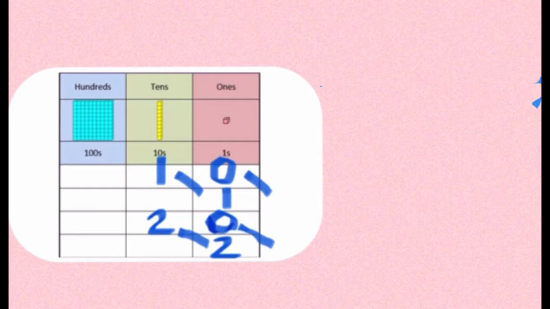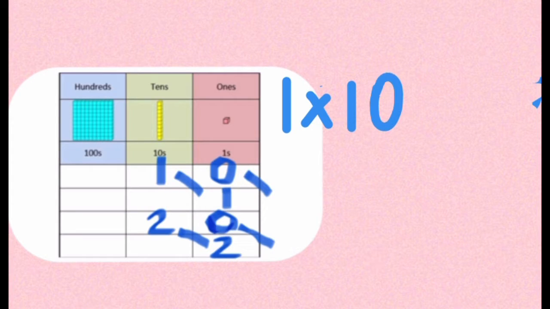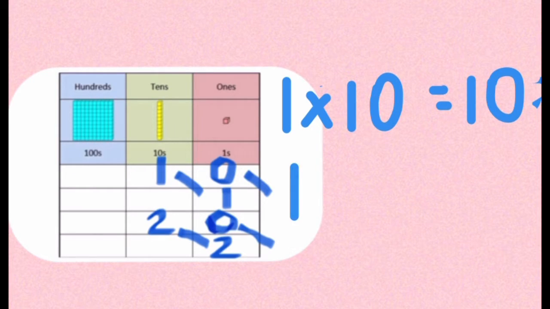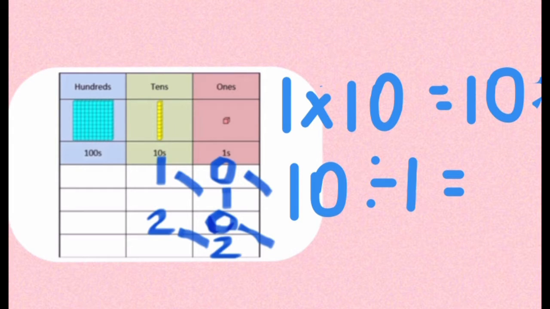This understanding will help us with division and multiplication. So we know that 1 times 10, or one lot of 10, one group of 10, equals 10. Then we also know that if we start with 10 and we divide by 10, the answer will be 1. 10 divided by 10 is 1. There's 1 10 in 10.